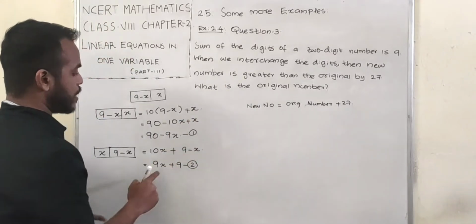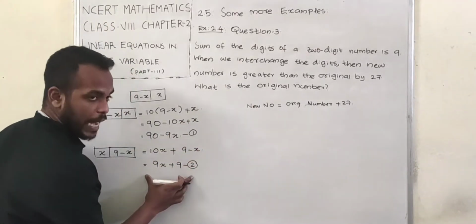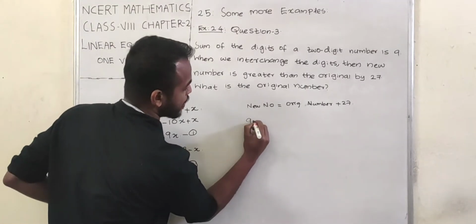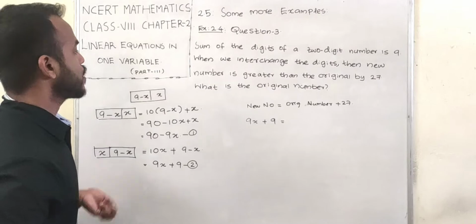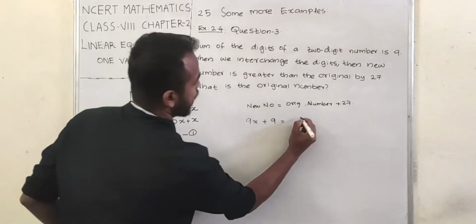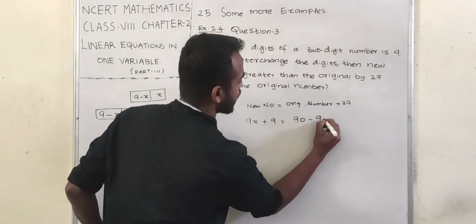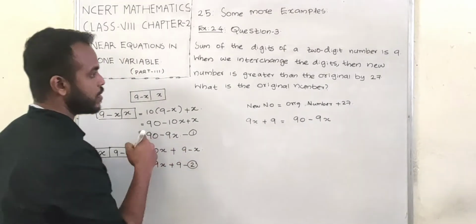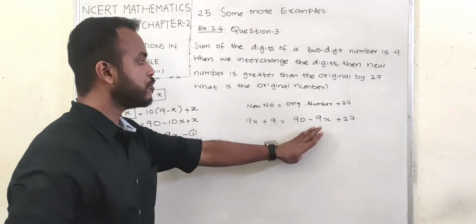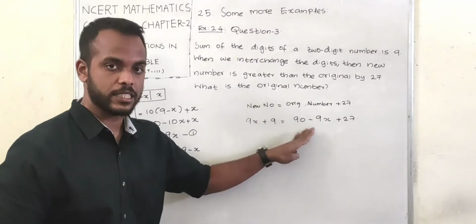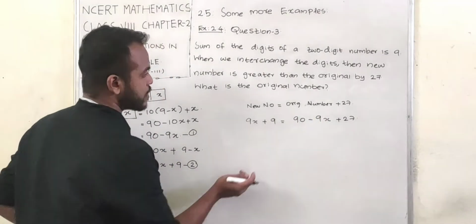Okay, so what's the new number? New number is, we have got as 9x plus 9, and what's our original number? Original number is 90 minus 9x. This is our original number. By how much? 27. Now all you need to do is to simplify the equation that's in front of us. You can easily do that.